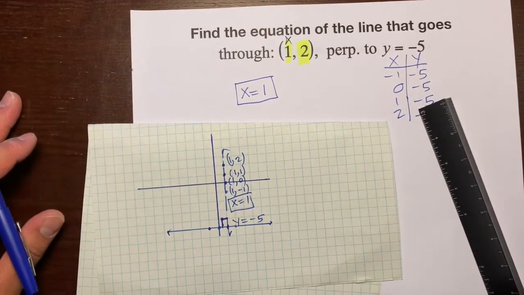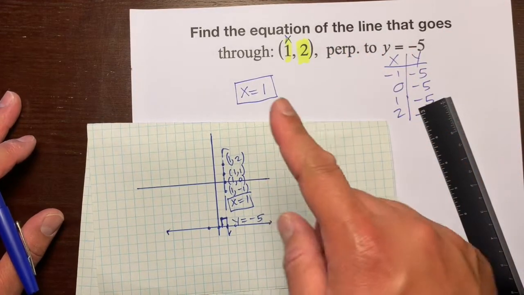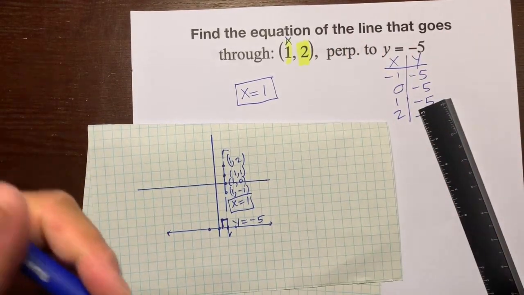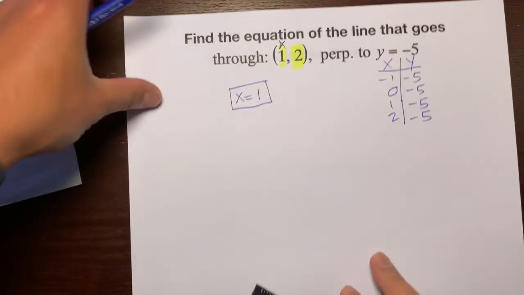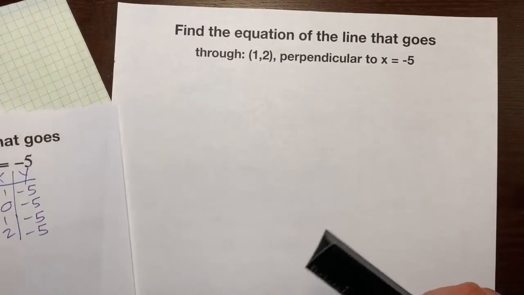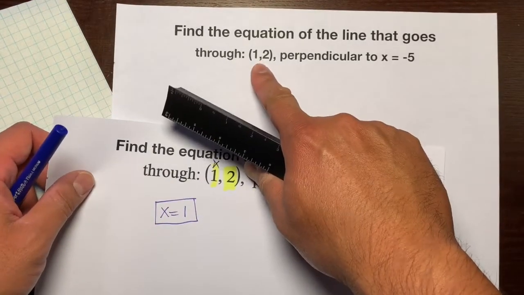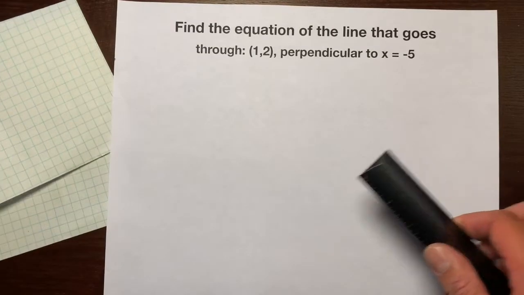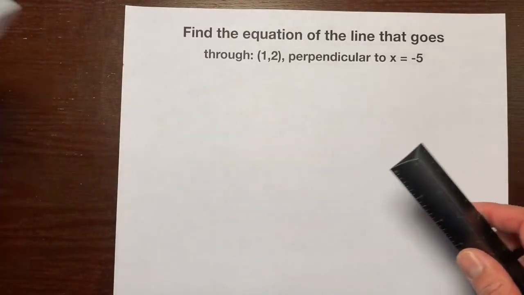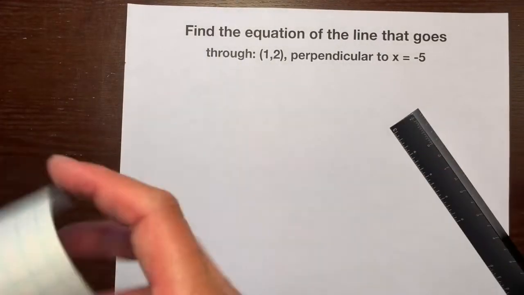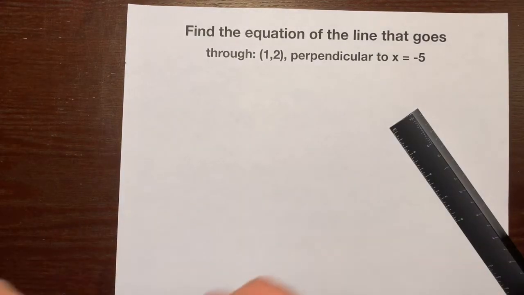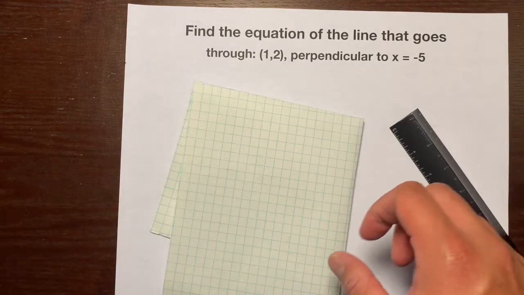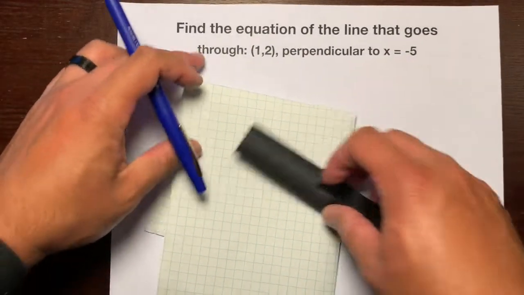All right, so if I went a little too fast, rewind that and listen to that again. Okay, so let's look at this problem right here. This one is very similar: through the same point, but perpendicular to x equals negative 5. And if you guys use the same pattern that I used for the previous problem.